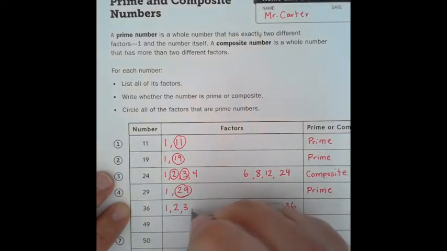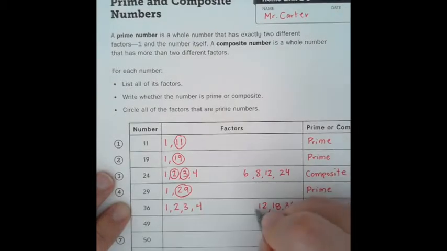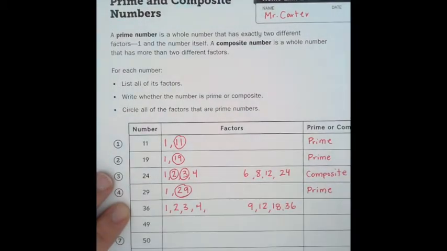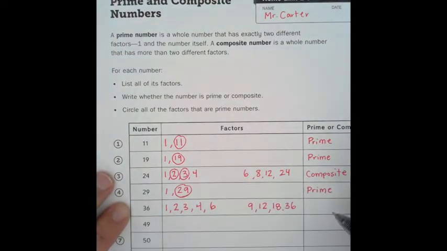How about 4 times anything? Yep, 4 times 9 gets you 36. How about 5? 5 times nothing will get you 36, so 5 is not a factor. How about 6? Yep, 6 times 6 is 36. Then 7 times anything equal to 36? The answer is no. 8? No. 9 times anything? Yep.